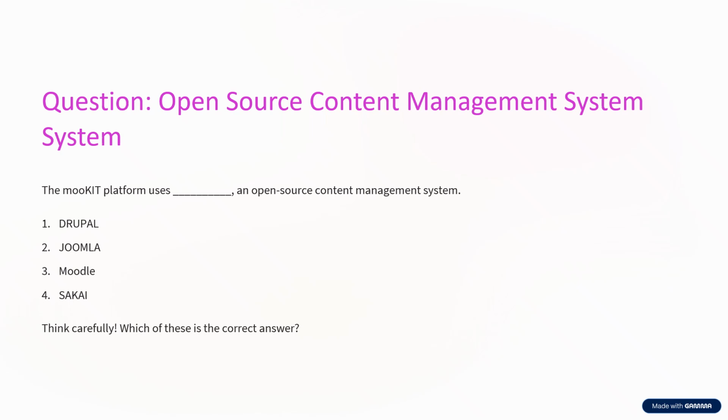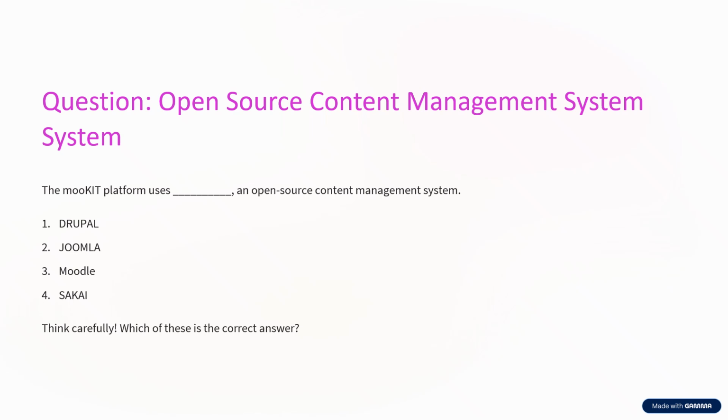Some key features and benefits of content management systems are content creation and editing, content organization and management, publishing and distribution, collaboration, customization and extensibility, cost-effectiveness, search engine optimization, centralized content storage. So this question is: the MoveKit platform uses Dash, an open source content management system. The options are Drupal, Joomla, Moodle, Sakai.